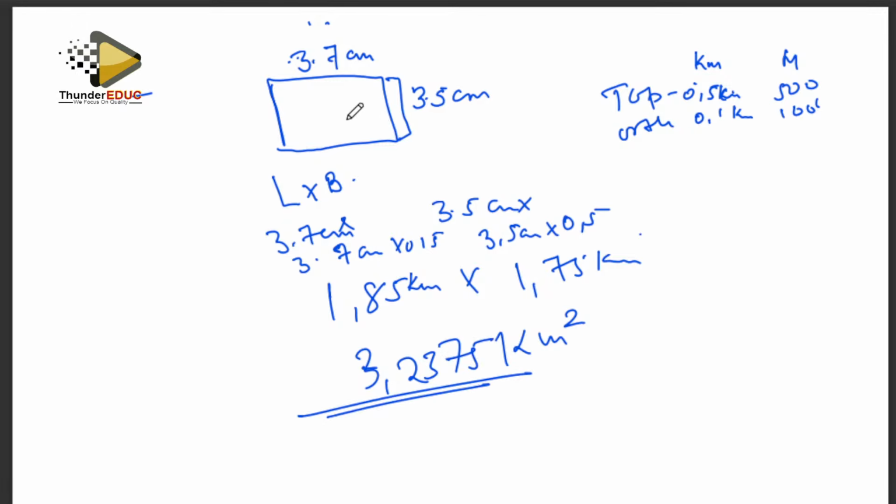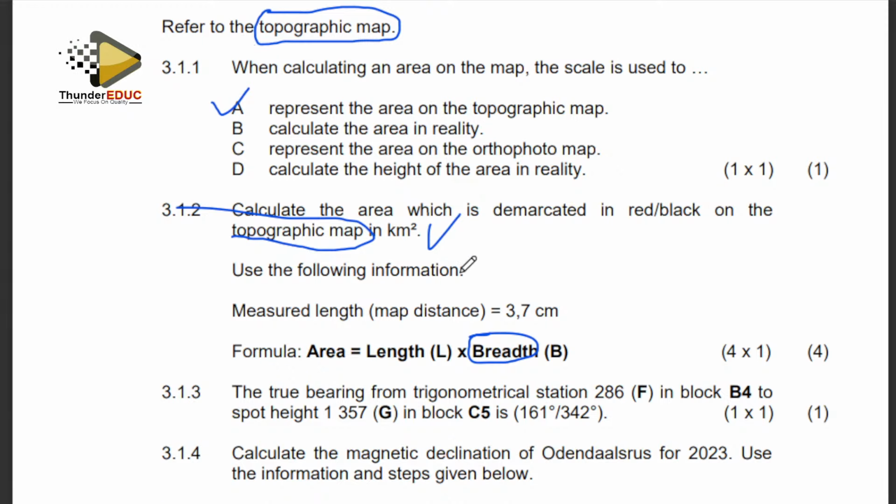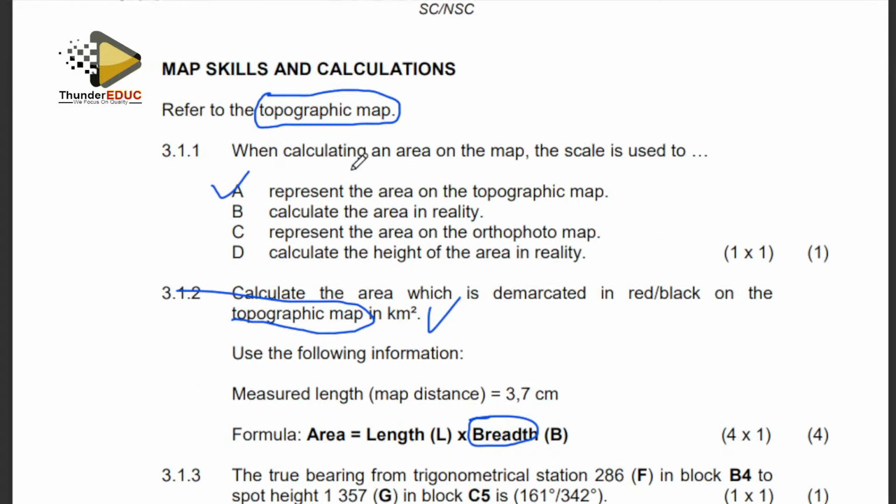Remember, it's a 4 marks question, therefore you have to look at it nicely and you'll be in a position to answer it. I hope we understand each other, guys. If there is any question, please ask, tell me before I proceed. We go back to the question because they want the answer in kilometers. So we're done with that.